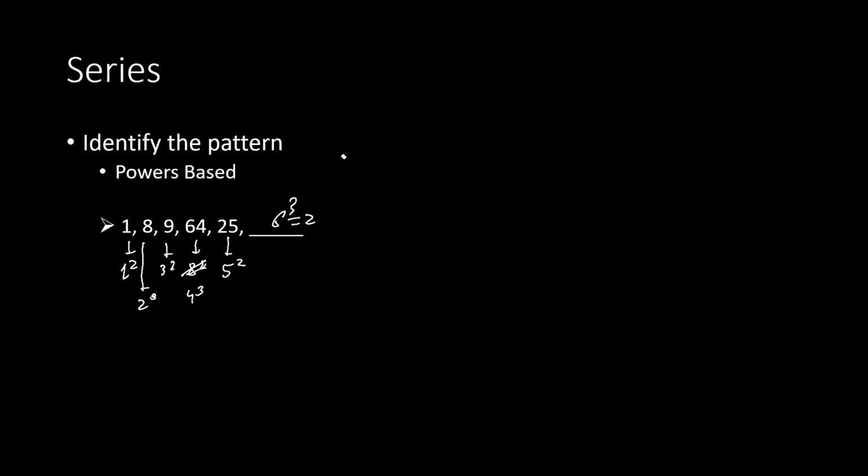And therefore, what I do is I look at squares and cubes close to these numbers. 25 I know is 5 squared. 64 could be 8 squared or 4 cube. 9 I know is 3 squared. 8 could be 2 cube. And therefore, I get the pattern. 1 square, 2 cube, 3 square, 4 cube, 5 square. And therefore, the next number will be 6 cube, or 216. Absolutely. 216. Power based series.